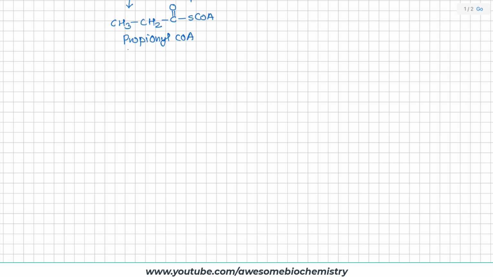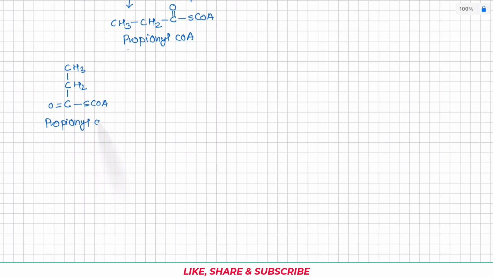To describe it, first I will rewrite the structure of propionyl coenzyme A. Instead of horizontal, let's write it in a vertical fashion. So it is 3 carbons: carbon 1, carbon 2 and carbon 3. On the first carbon there is CH3, on the second carbon there is CH2, and on the third carbon, on one side it has oxygen, and on the other side it has coenzyme A with its sulfur. So this is our propionyl coenzyme A.